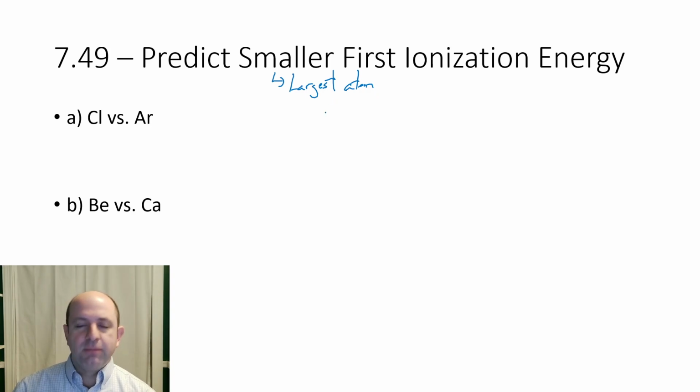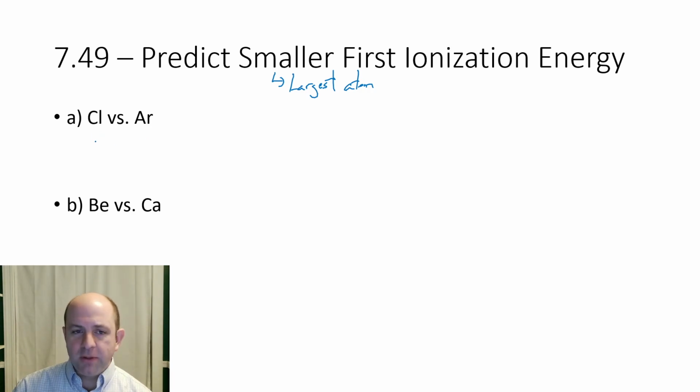So then we just apply what we did on the last one. The larger the atom will be farther to the bottom and farther to the left. So if we look at these two, chlorine versus argon, chlorine is to the left of argon. It's only got 17 protons versus argon's 18.